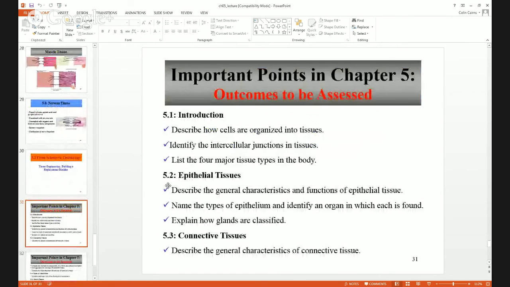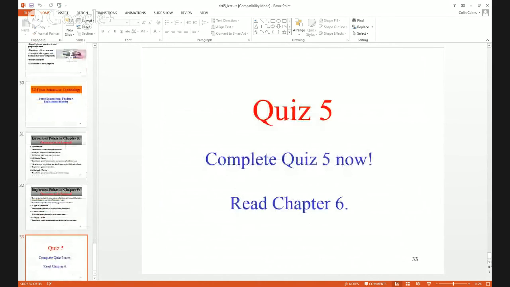Okay, so chapter 5 is over, and some of the points to know are how cells are organized into tissues, identify the intercellular junctions, list the 4 major tissue types, describe the general characteristics and functions of epithelial tissue. Name the types of epithelium and identify an organ in which each is found. Explain how glands are classified. Describe the general characteristics of connective tissue.